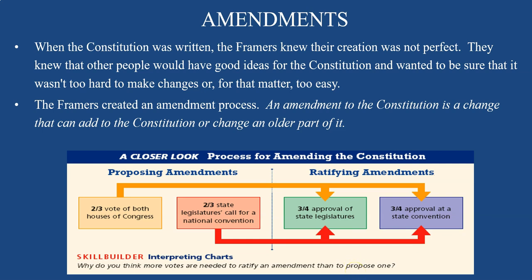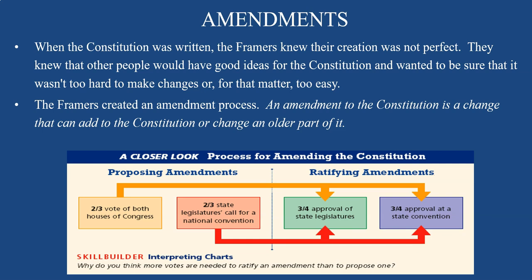As you know, an amendment is a change, basically. So when the Constitution was written, the framers knew that their creation was not perfect. They knew that other people would have good ideas for the Constitution and wanted to make sure that it wasn't too hard to make changes. For that matter, not too hard or too easy, but people could compromise and actually put together an amendment. The framers created an amendment process.